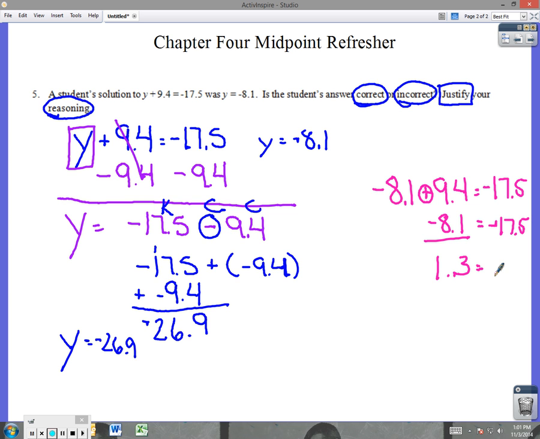Which one has a larger absolute value? Which one's further away from 0, 9 and 4/10 or negative 8 and 1/10? Well, it's the 9 and 4/10. It is positive. Look, these do not equal each other. So that's another way to justify why this person is incorrect. And I have provided 2 ways to justify why they are incorrect.